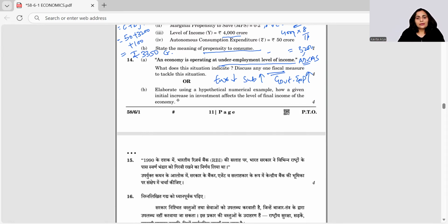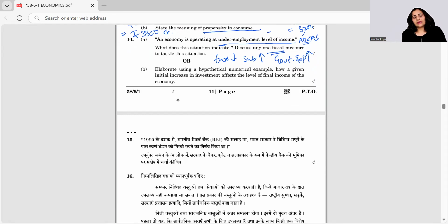Okay. Then you have in the OR section: elaborate using a hypothetical example how a given initial increase in investment affects the level of final income of the economy. So it means it's a clear question of investment multiplier. So you do talk about that, say initial increase in investment is some value. Then you talk about this as straight away the income, which would be then consumed and saved. And you talk about the rounds here, round first and second. So first, second, third, fourth rounds.